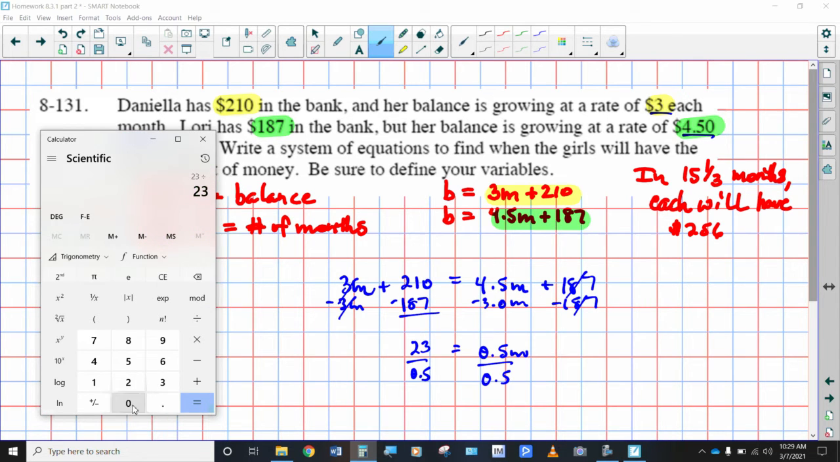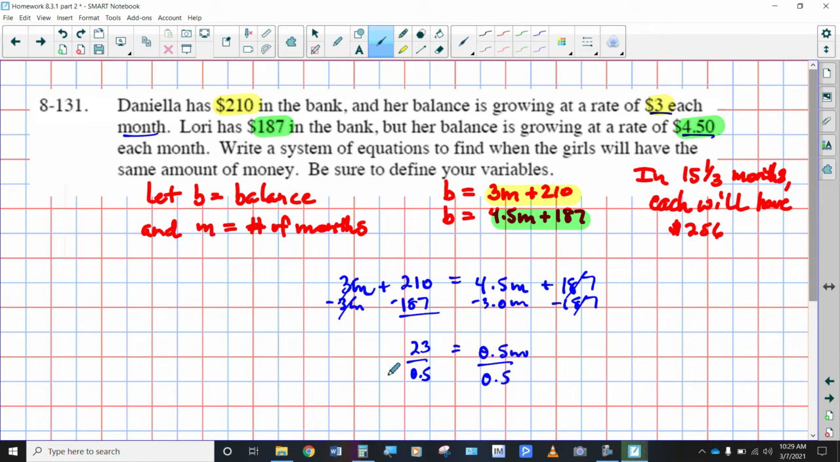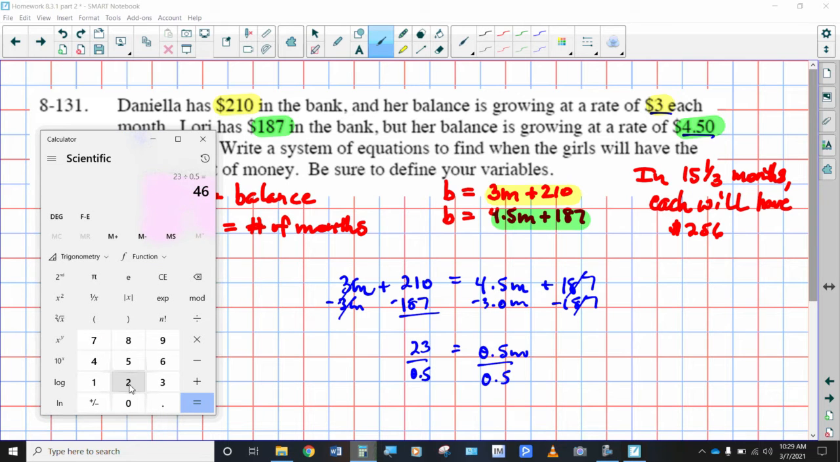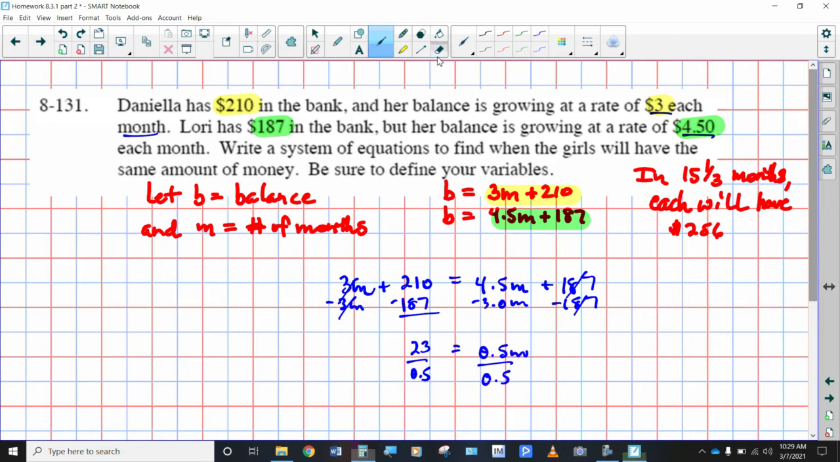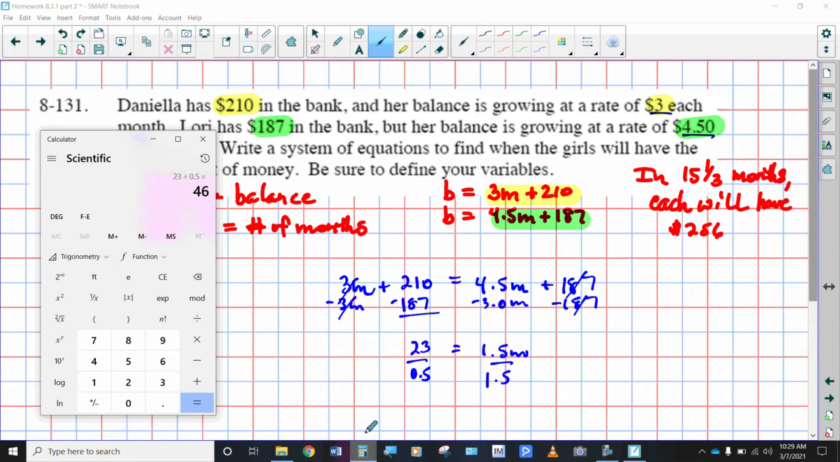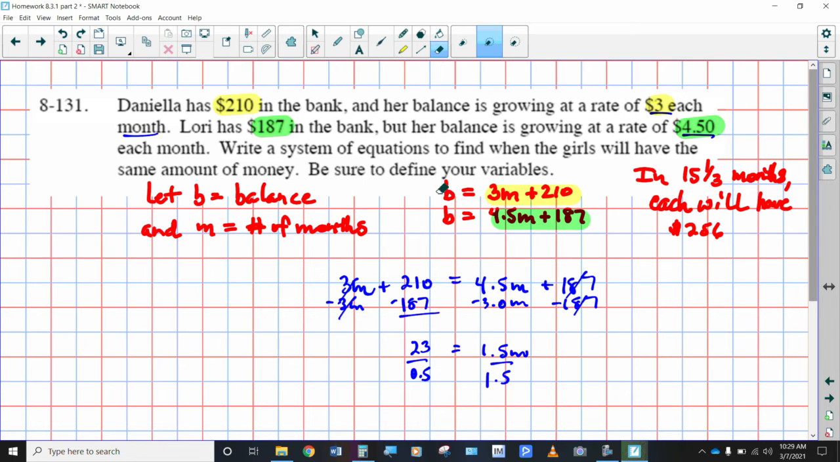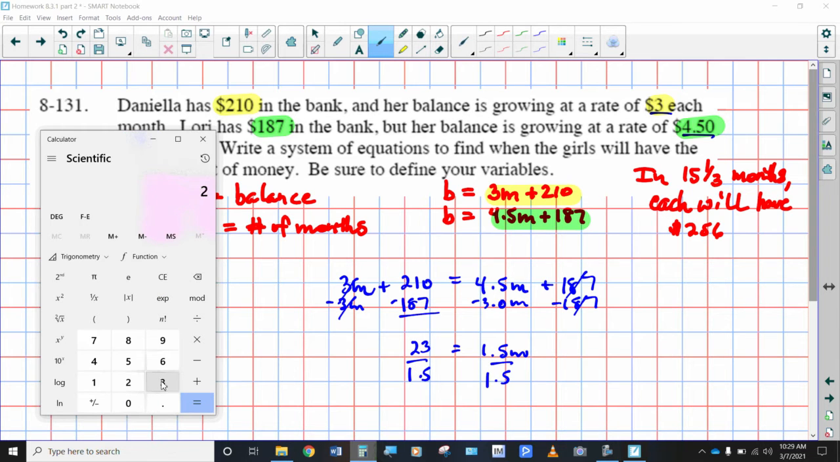23 divided by 0.5 is 46. Where did I make my mistake? No mistake. Did I just do the adding wrong? Oh, that's not 0.5. It's 1.5, people. All right. So you'd want to check everything to make sure, and because I had my answer there, I knew something was wrong. But if you check, then I would have caught that mistake as well. So this is supposed to be 1.5. So let's try again. 23 divided by 1.5 is, there you go, 15 and a third months.